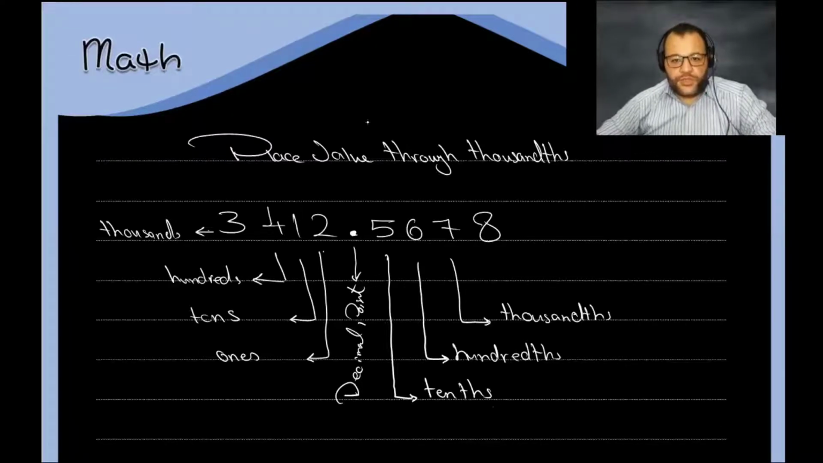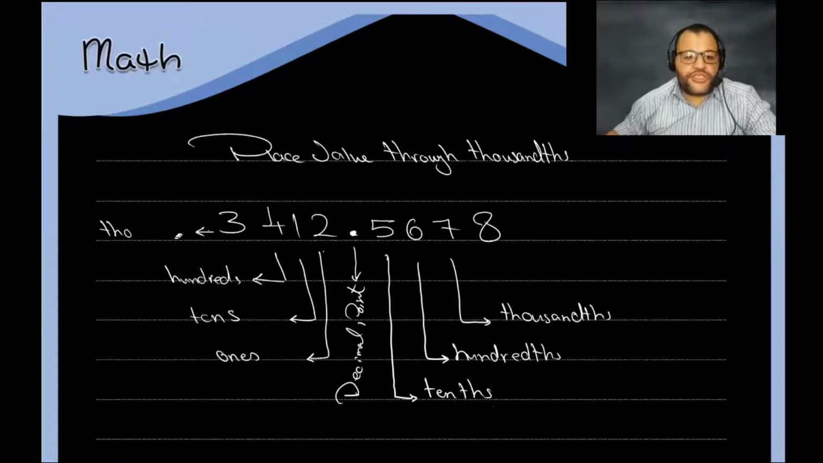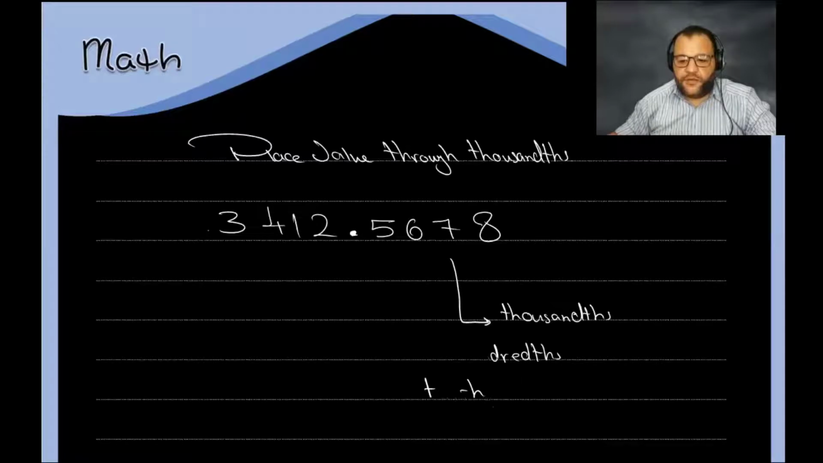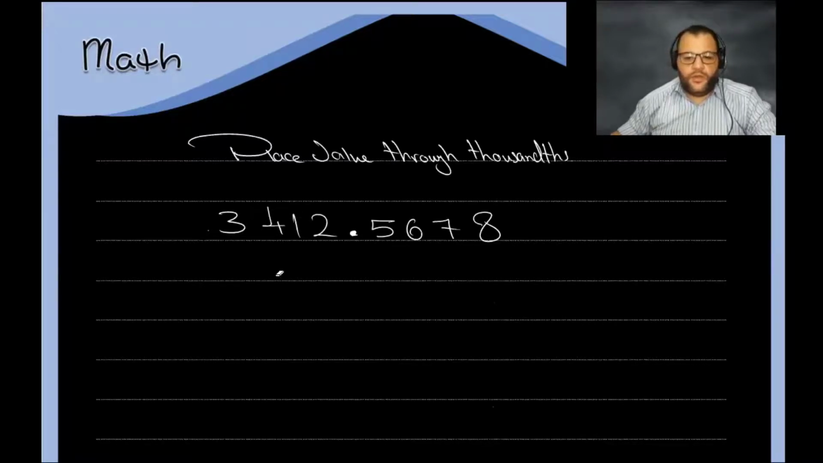So again, for any number, suppose that we have a number like that. For each number, there is a place value. The only thing that we have new here for this part is the decimal point. So again, the number that we have now, 3,412.5678. This point is called the decimal point.